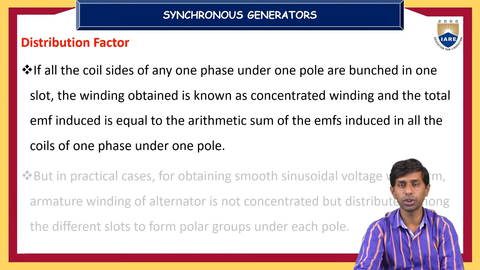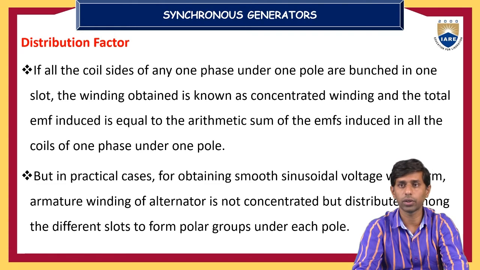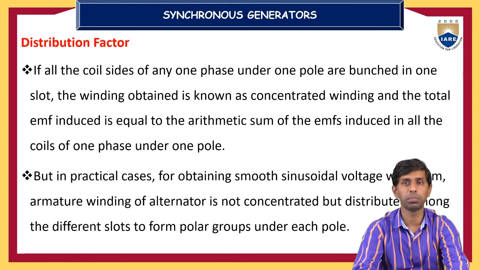Similarly, the distribution factor. If all the coil sides of any one phase under one pole are bunched in one slot, the winding obtained is known as concentrated winding. We know that in the concentrated winding, the number of slots is equal to the number of poles, and the entire winding of the armature is bunched in one slot under one pole influence. That kind of winding is called a concentrated winding.